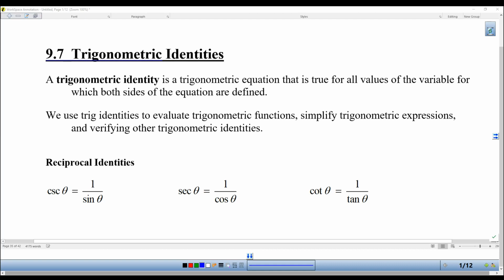We are going to use trig identities to evaluate trigonometric functions, to simplify trigonometric expressions, and to verify other trigonometric identities. But before we start doing those things, on this page is a list of all the identities that you need to know. So the one that might be familiar to you is this first one, the reciprocal identities.